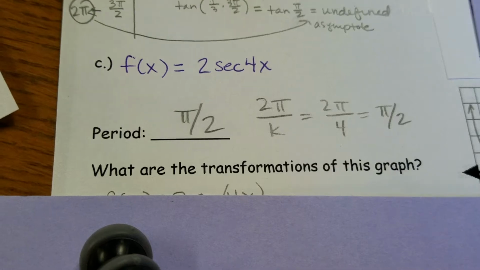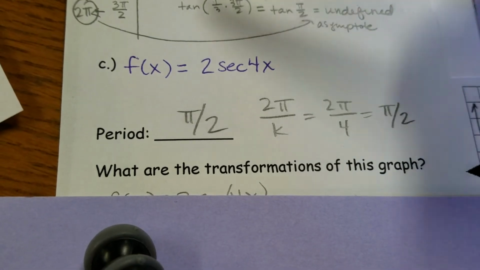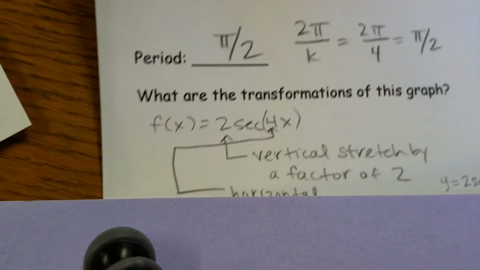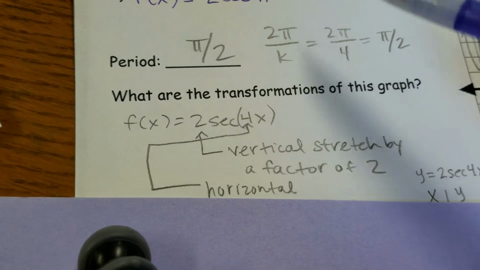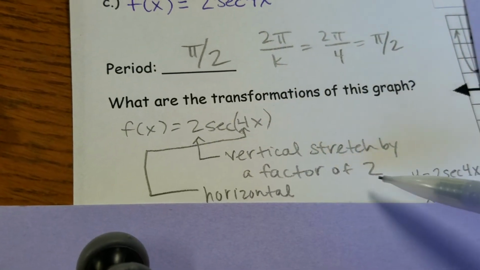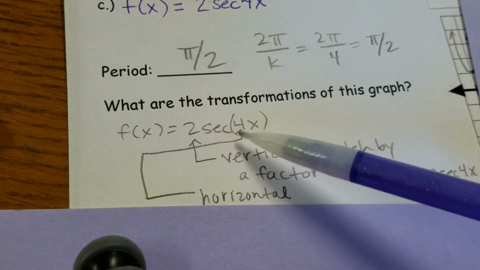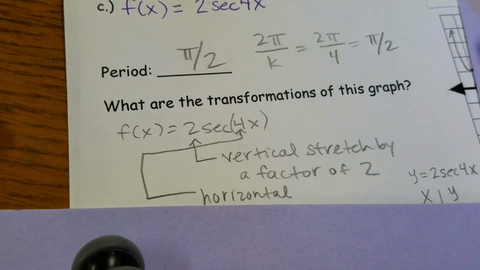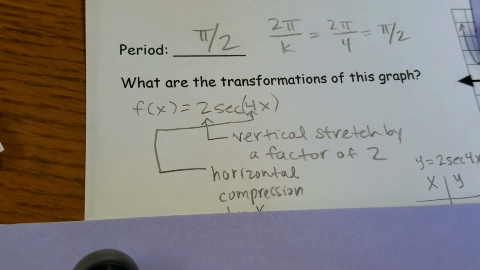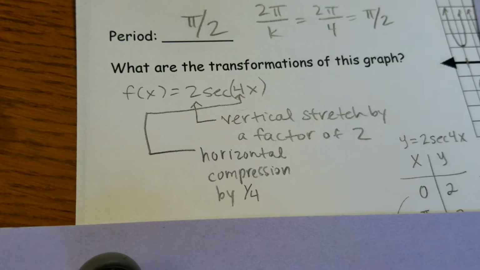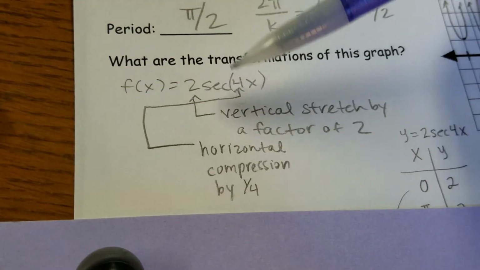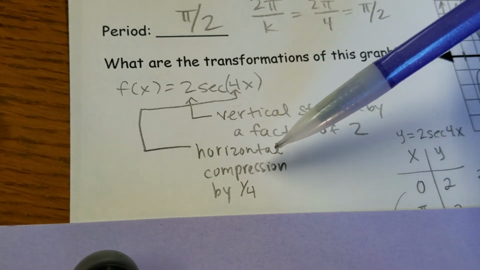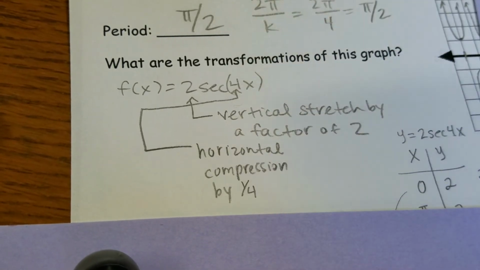Okay, so now let's analyze the transformations of this graph. Because of this 2 here, this is going to be a vertical stretch by a factor of 2. So the 2 means you're going to have a vertical stretch by a factor of 2. This 4 here, anytime it's inside the parentheses, it's going to be a horizontal, either stretch or compression. Now you have to take the reciprocal. So if you see 4 here, the rule is you do the reciprocal, and that's going to be the factor. So it's a horizontal compression by a factor of 1/4.